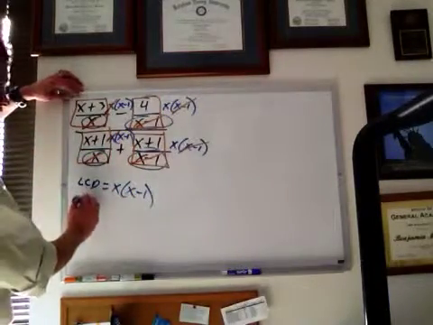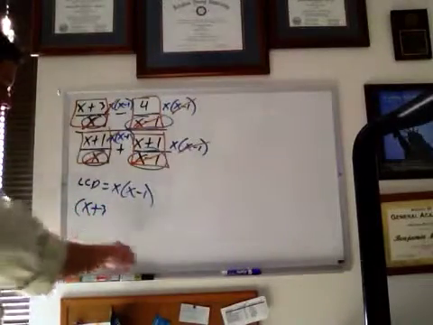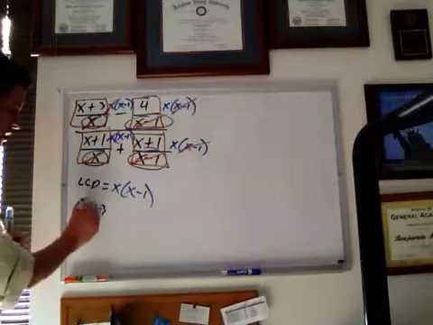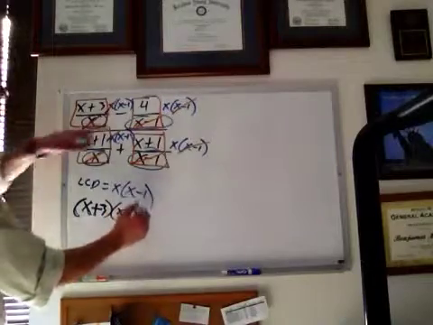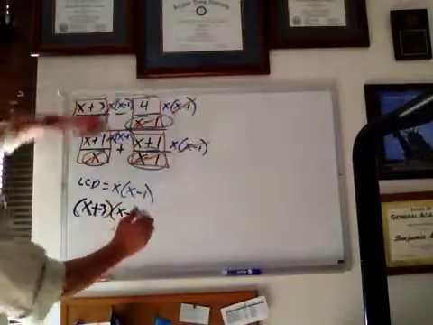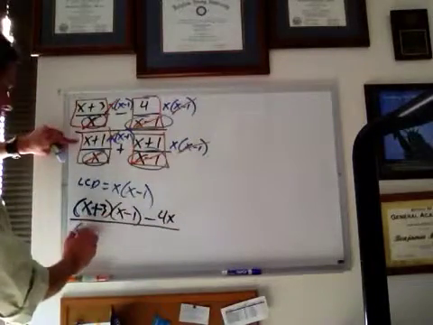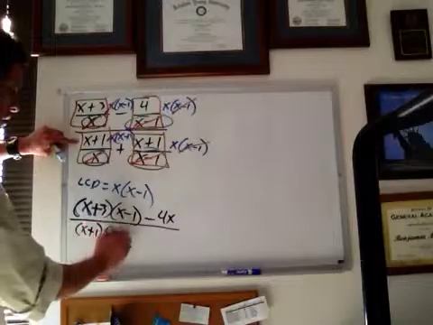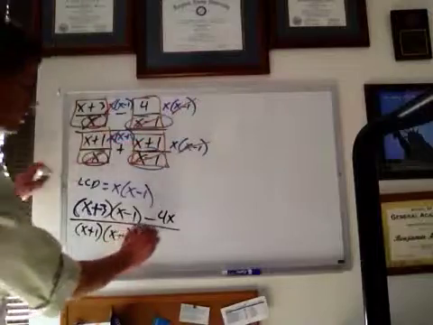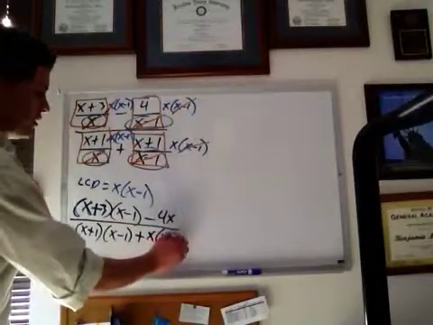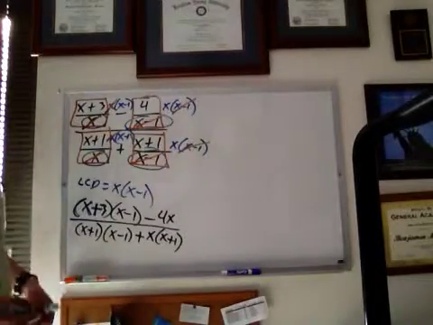So here I go. I've got x plus 3. Let me switch colors actually. I've got x plus 3 times x minus 1 minus the 4x, all of that over x plus 1, x minus 1, plus this x times a quantity of x plus 1. So as you can see, I got rid of that extra fraction right away.